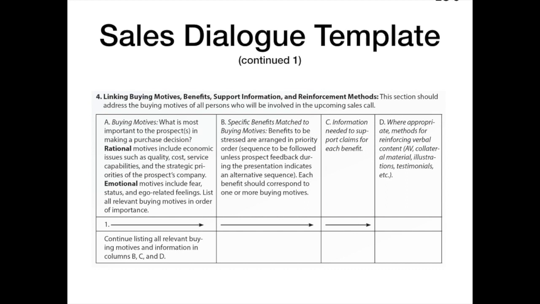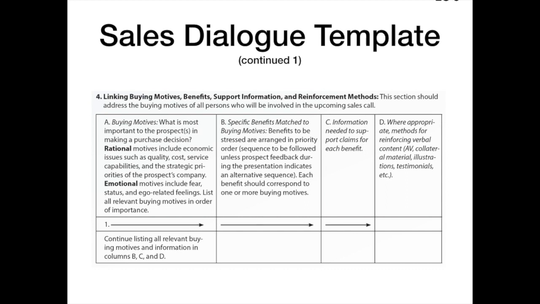In part 4, this is where you will link the buying motives, benefits, support information, and reinforcement methods. It should address all the buying motives of all of the people who will be involved in the sales call. The buying motives should focus on what is most important to the prospect in their purchase decision. Then you should be able to match specific benefits of your product or service to their buying motives.